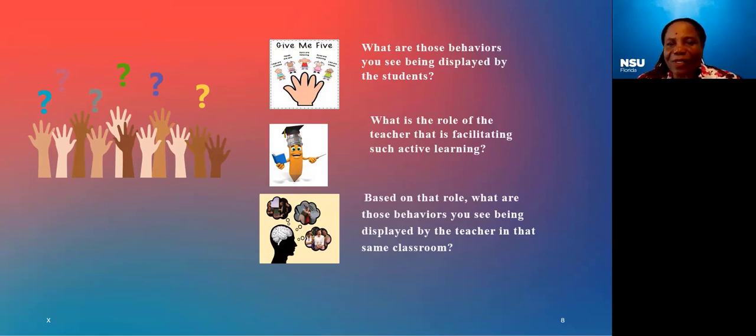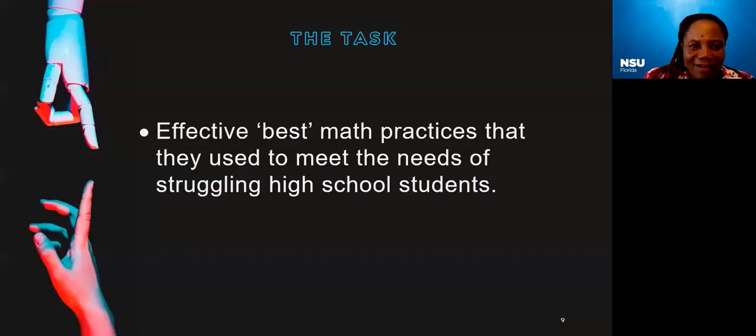You must, when doing this, look at what behaviors you're seeing your students displaying. What about your role as the teacher in facilitating the students' learning? And based on that role, what are those behaviors you see being displayed by you as the teacher in that classroom? Those are things that they had to look at. And these questions were answered in their discussion chat. So luckily for me, I can go and pull information.